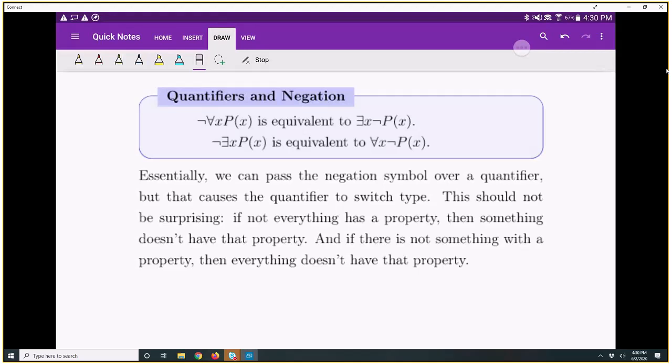And the opposite is also true. If we want to negate an existential quantifier, so we want to say the negation of there exists an x such that p of x, that will be equivalent to for all x, not p of x. So we passed this negation through the quantifier, and we flipped the quantifier from there exists to for all.